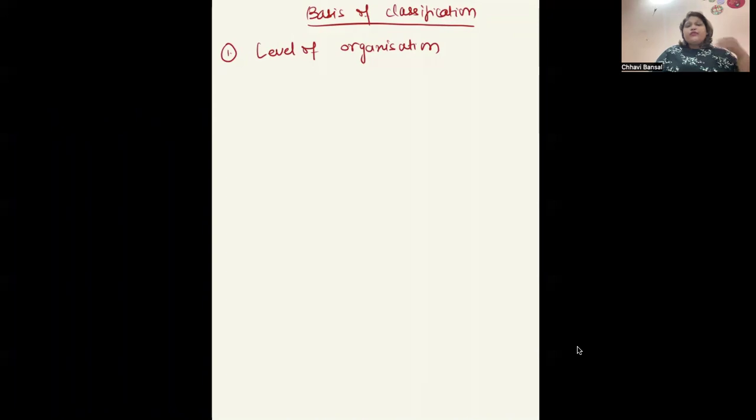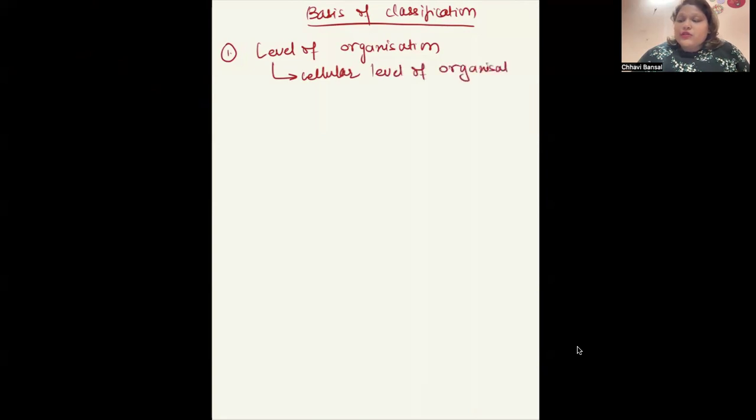Right? So these are the different levels of organization: the cells, or the tissues, or the organs, or the organ system. So each organism, with the increase of complexity, will have a different level of organization. So the most simple one is cellular level of organization. What is cellular level of organization? They have cells. They are a group of cells present as an aggregate.